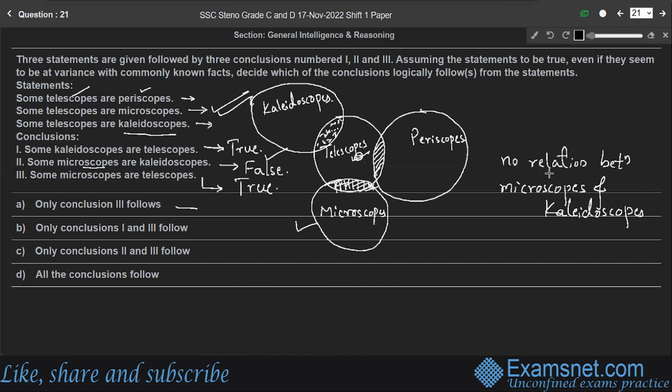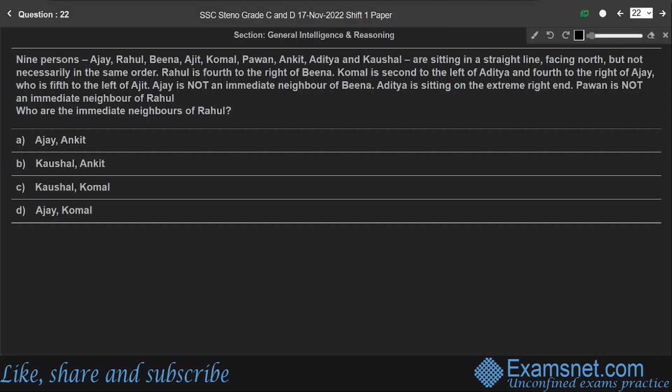Therefore, look at the options. So option A is only conclusion 3 follows, which is false. Conclusion 1 and 3 follow, two conclusions follow. And so option B is the right answer, whereas second conclusion doesn't follow, which is false. Therefore, option B is the right answer.